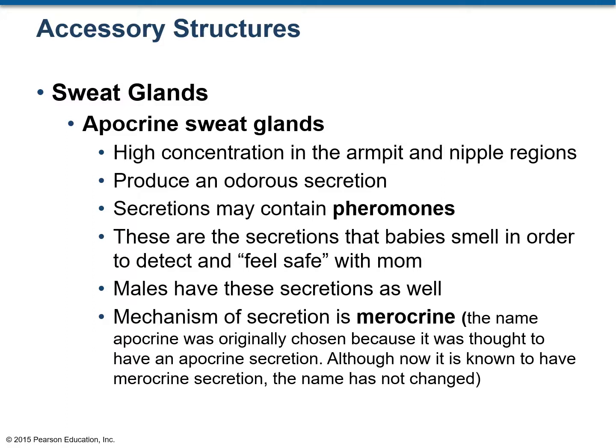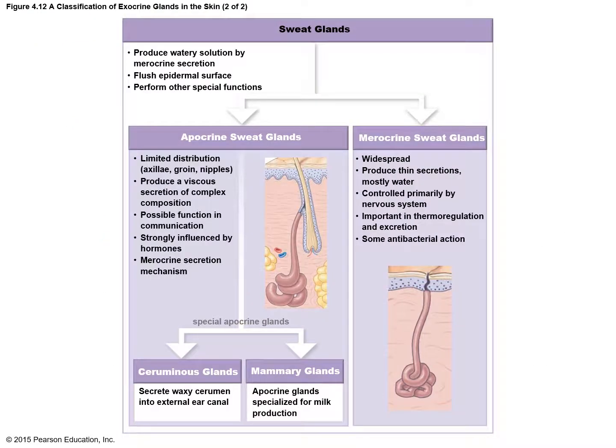The mechanism of secretion of this sweat is merocrine. Although the name is apocrine, now it is known that the secretion is merocrine. Originally, it was thought to have an apocrine secretion, but the name has just stuck. So remember, although it is an apocrine sweat gland, the mechanism of secretion is merocrine. This slide describes the differences between merocrine and apocrine sweat glands.